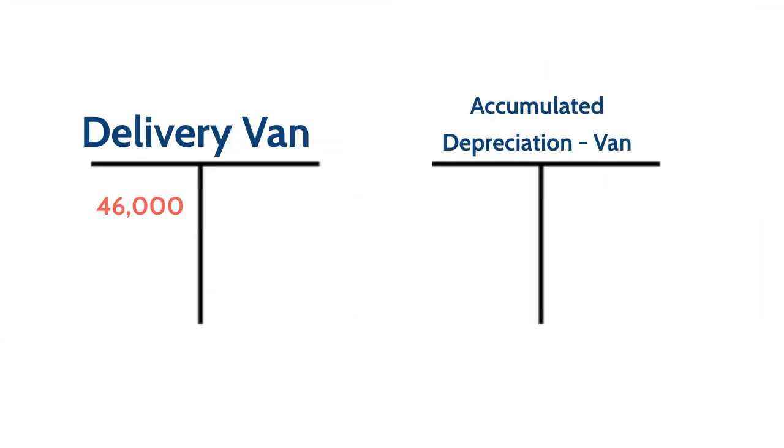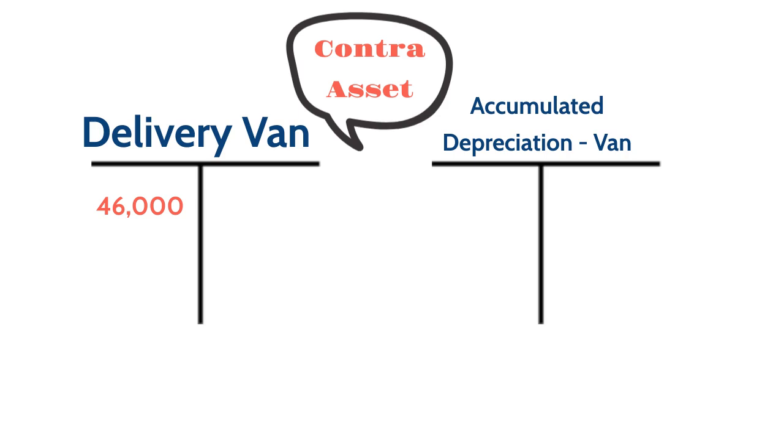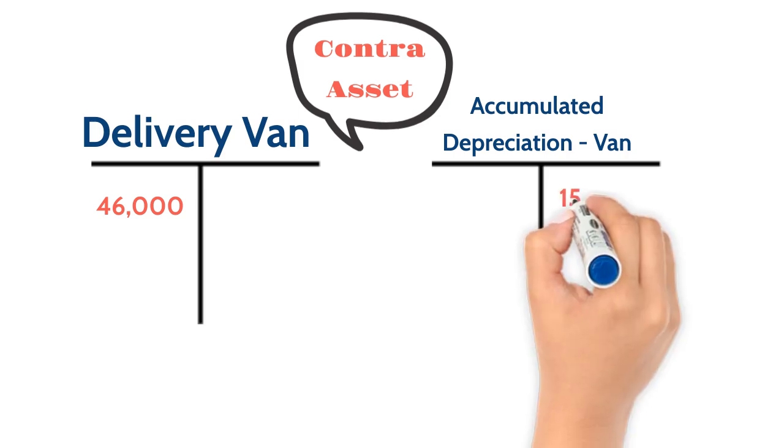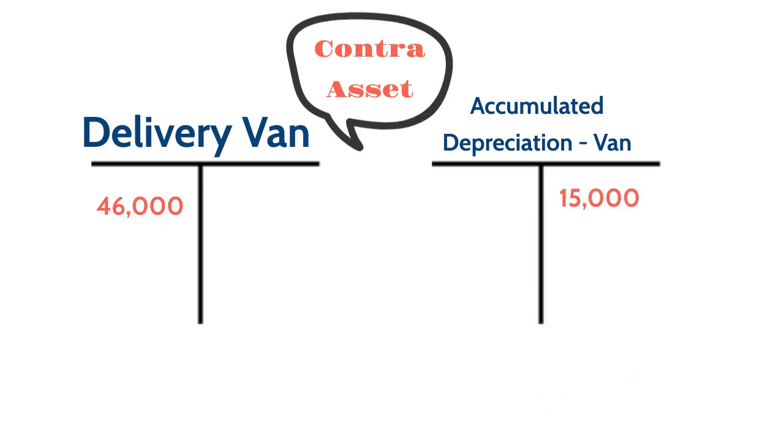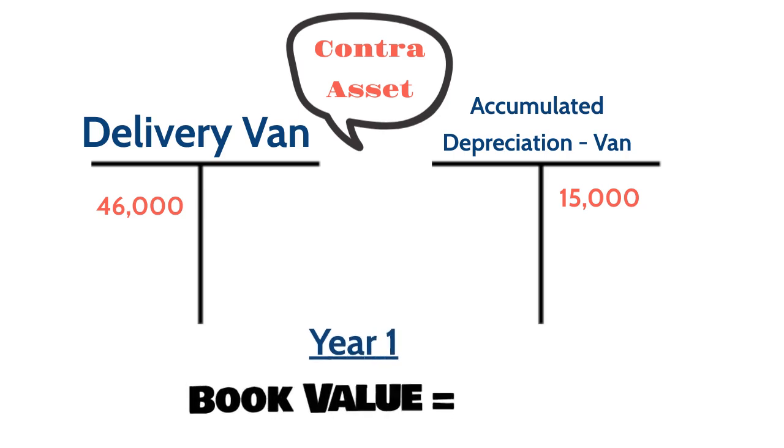This may be easier to visualize in T accounts. You still have the value of the van at $46,000, which is untouched per the cost principle. The accumulated depreciation van account now has a $15,000 credit balance, so when we net the two accounts together, the current book value of the asset is $31,000 after the first year.